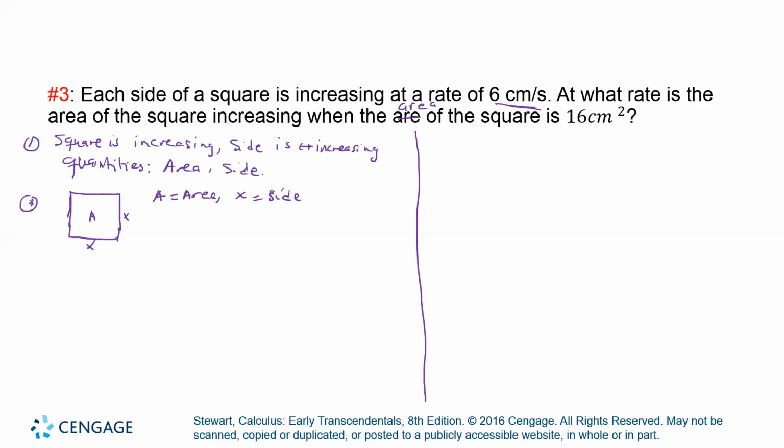Then step 3, express the given information and the required rate in terms of derivatives. So introduce notations. As we can see, what is the information known? What is given? So step 3, what is our given?